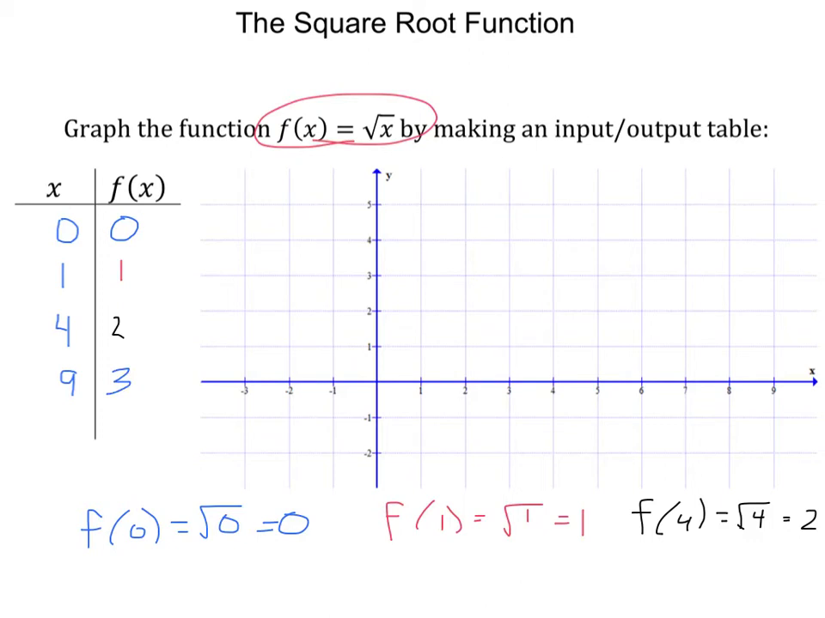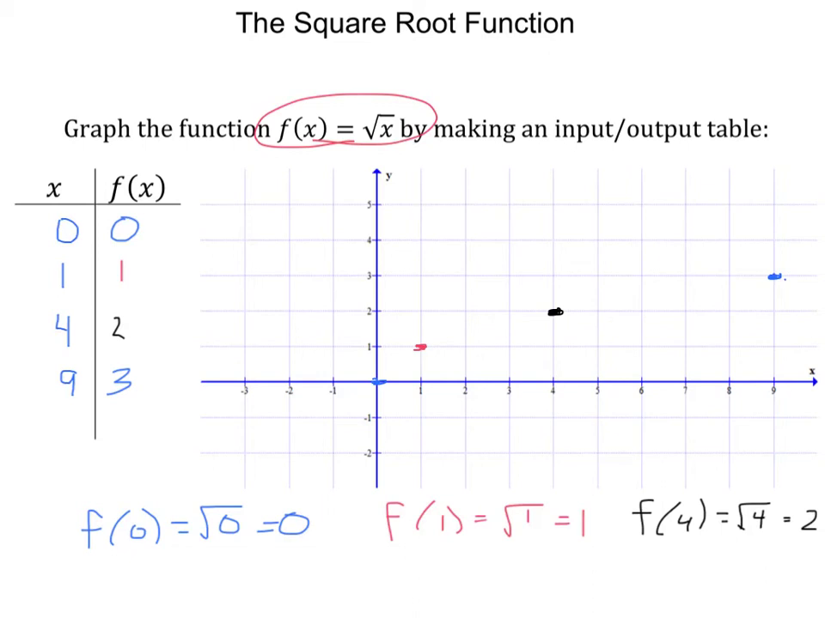Right? So if we now take each of these input-output combinations, the input 0, output 0, input 1, output 1, and represent each of them as a point, we'll have the point 0, 0. Then we'll have the point 1, 1. Next we'll have the point 4, 2. And finally we'll have the point 9, 3.